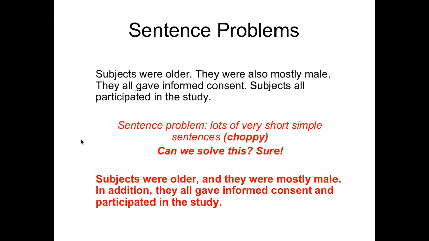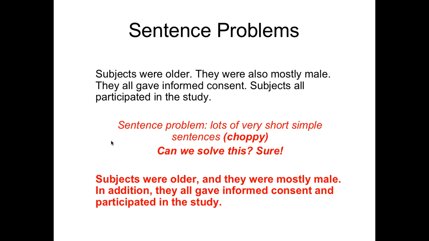Okay, we're almost to the end. I have this and one more slide. Here we have what are called choppy sentences. Okay, we've got subjects were older. They were also mostly male. They all gave informed consent. Subjects all participated in the study. Now again, this is very kind of difficult to listen to. It's not pleasant to read. It's just not smooth. It's choppy because there are lots of very short, simple sentences.